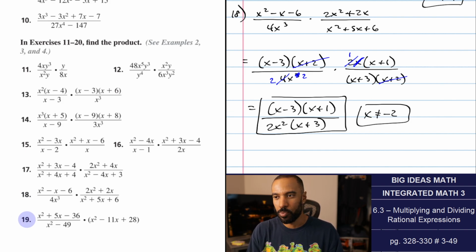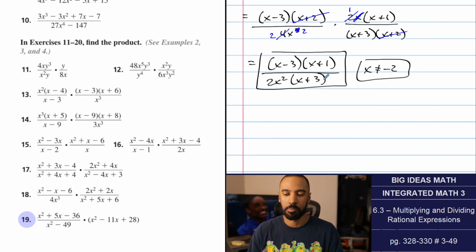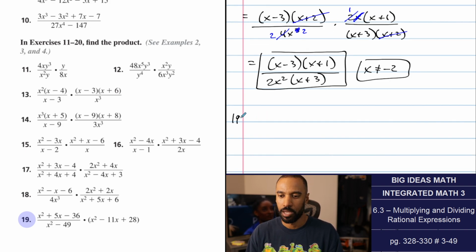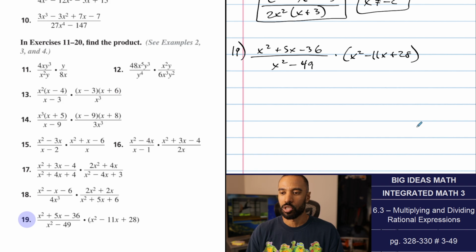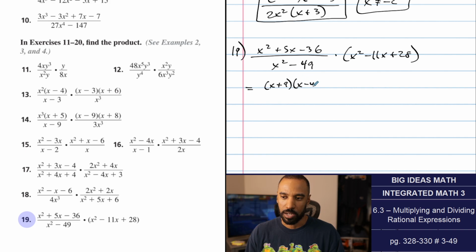We have a product. We have something times a polynomial, not another rational there, but we can just make it something over 1, right? So when it multiplies by that polynomial, by that quantity, just remember that's only a numerator value. x squared minus 11x plus 28. Okay, so the way I'm going to write this here is, this factors into x plus 9 times x minus 4. This is a difference of 2 squares.